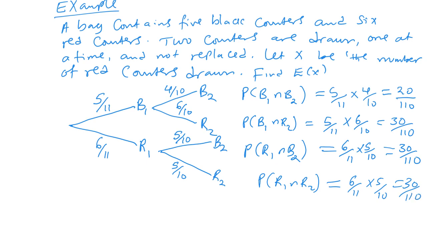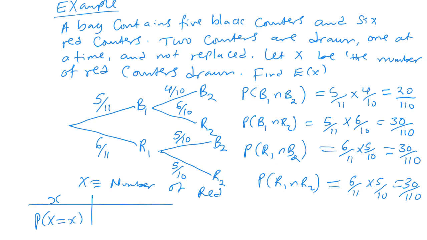We are using X to stand for the number of red. So we can put X, then the probability of X. When we have two black, we don't have any red, that is x equals 0. The probability is 20 out of 110. If we have one red, it has two possibilities. You either pick black and then red, or you pick red and black. So when you add the probabilities, that sums to 60 out of 110.